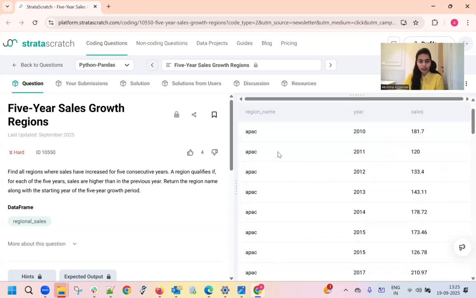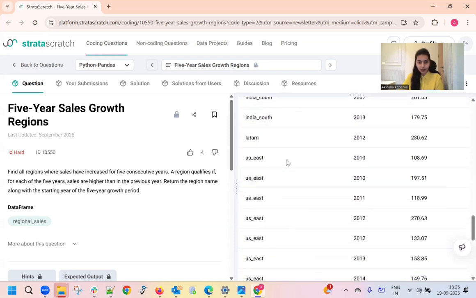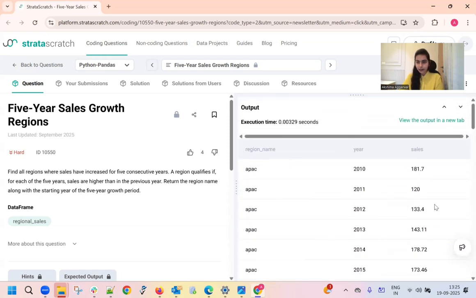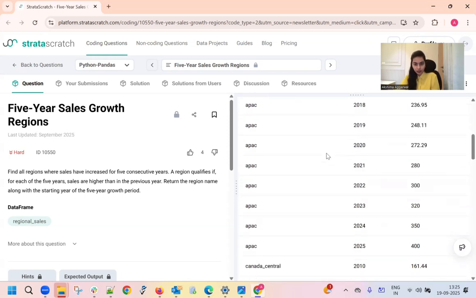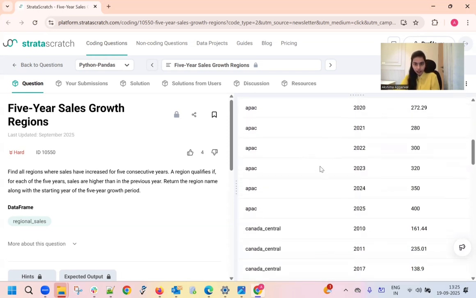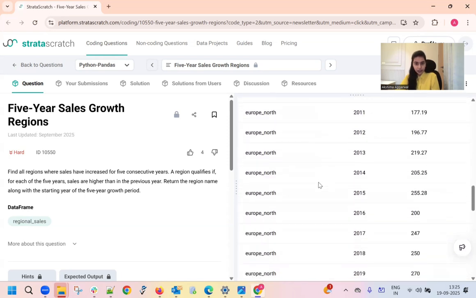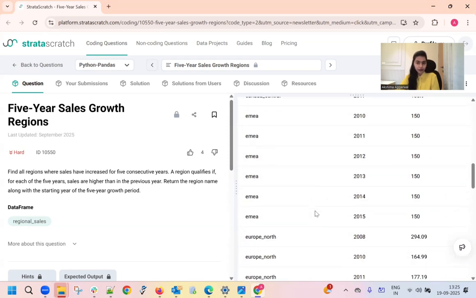So now we have the regions in a sequence, and accordingly the year and the sales. Now we can see there are many regions where the values are for more than 5 years, right? And some regions where the values are for less than 5 years.